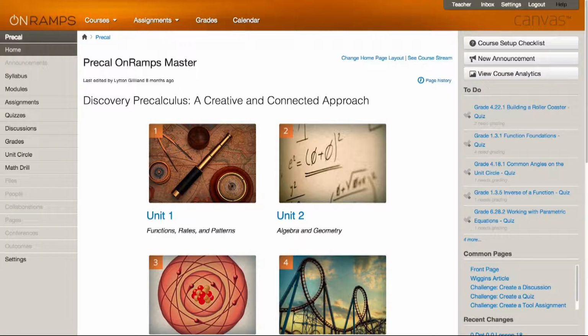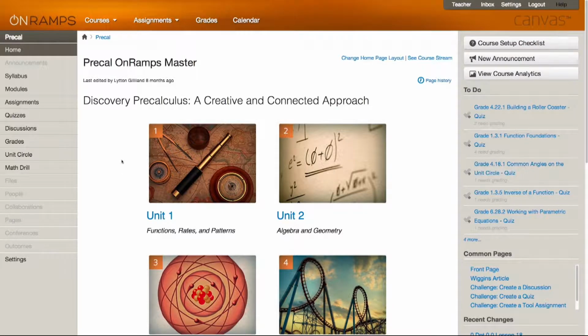The OnRamps Discovery PreCalculus course was designed using Wiggins and McTighe's backwards design approach. Backwards design is outcome-driven design instead of a traditional content-driven design approach. The design process begins with identifying the highest level learning outcomes, known as big ideas, that students should know and be able to do when they complete the course.